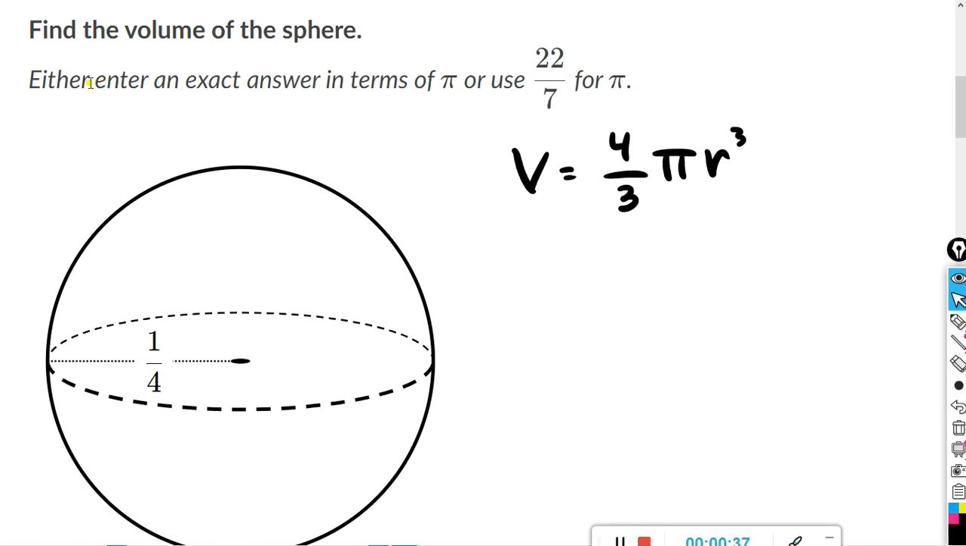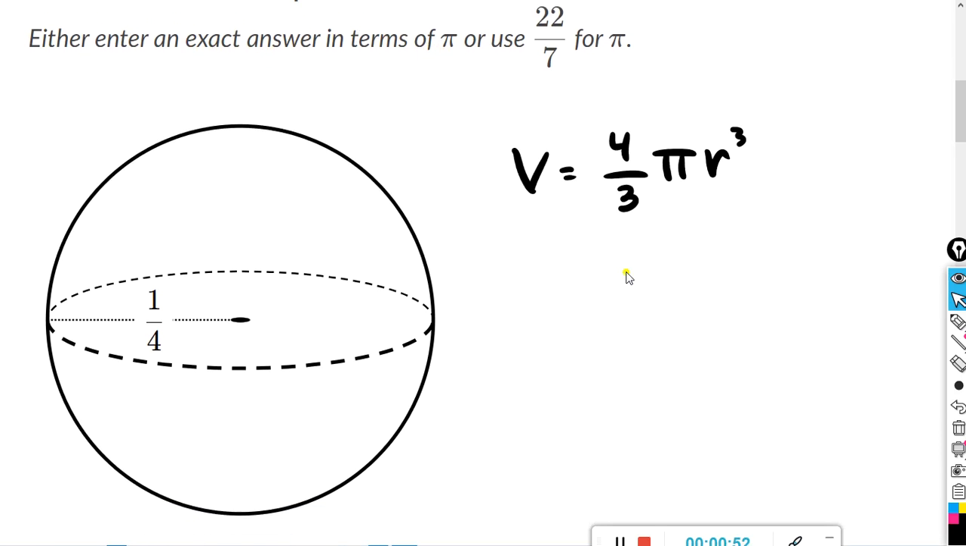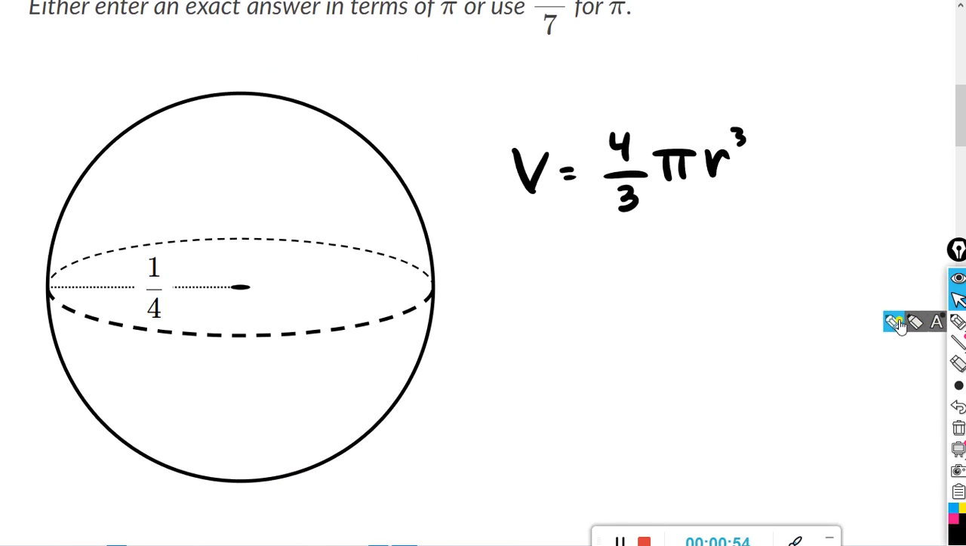So it says find the volume of the sphere, enter an exact answer in terms of pi, or use 22/7 for pi. Okay, I highly recommend you just leave pi alone and enter an exact answer in terms of pi. So that's how I'm going to do it. Okay, so we can see in this problem here, we have the sphere, and we know that the radius r starts at the center of the circle, and it travels to the edge of the circle. So the radius r equals 1/4.